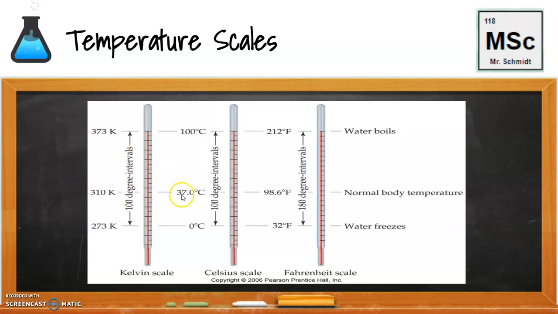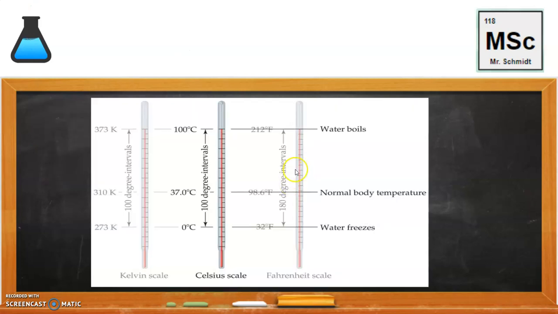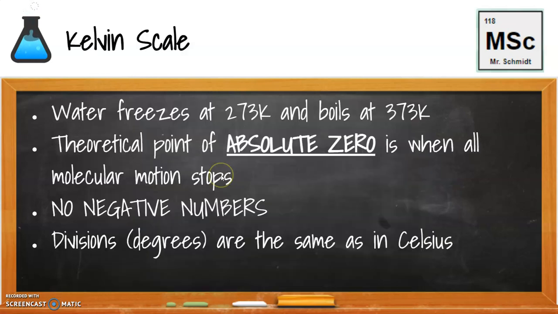So the freezing point of water is 0 degrees Celsius, the boiling point of water is 100 degrees Celsius, and below 0 degrees Celsius is negative. These are things that you need to memorize based on the Celsius scale. We will use Celsius all the time in lab. When we do gas laws, we will have to be converting to Kelvin. That highlights the center one there.